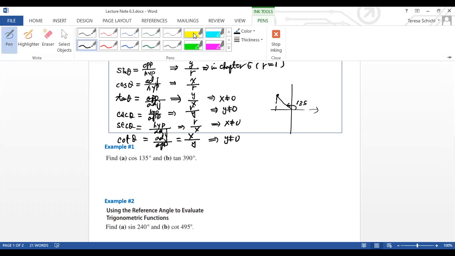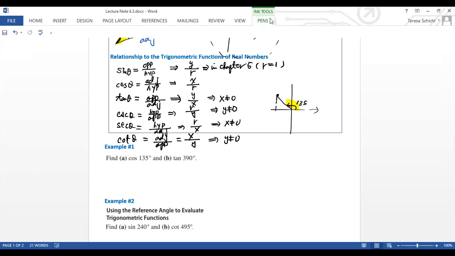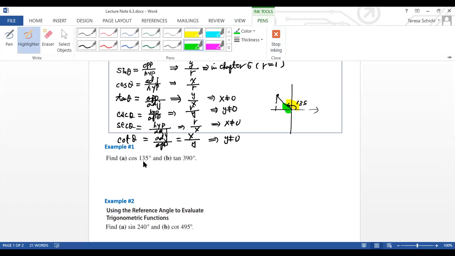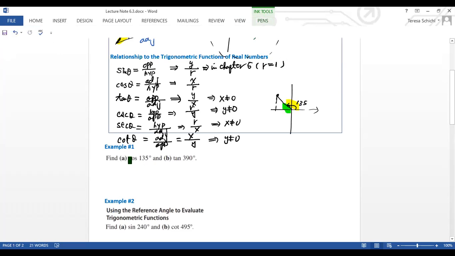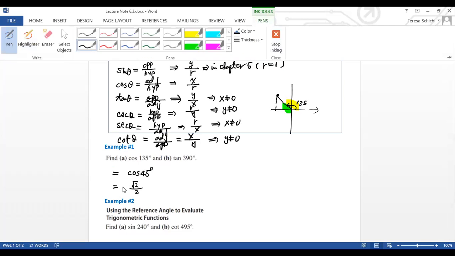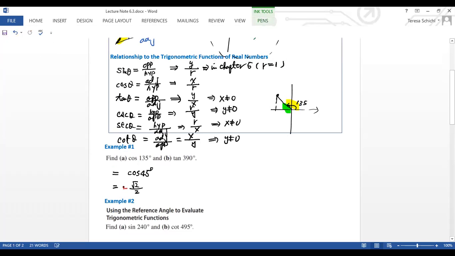So this is 135. In order to find it, you use the reference angle, which is 180 minus 135. So this will be cosine 45 degrees, a special triangle like we learned in the previous section, so it is square root of 2 over 2. But the cosine is in the second quadrant, so the x has to be negative. So the answer is negative.